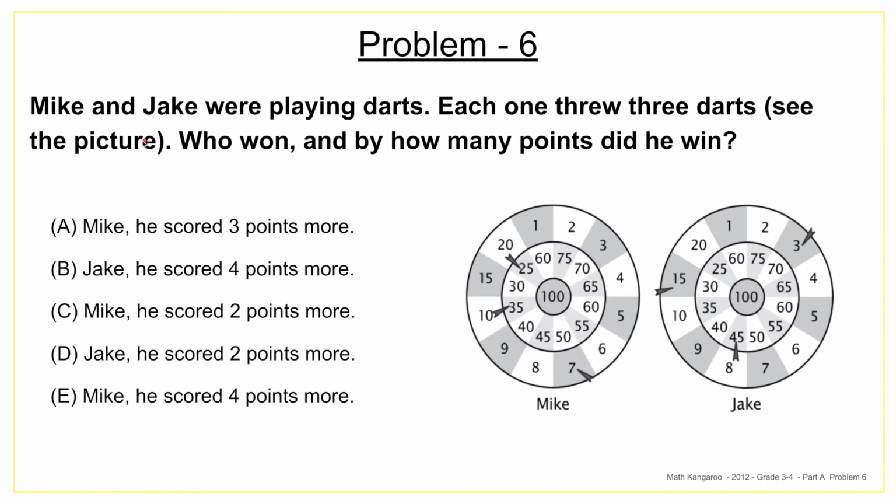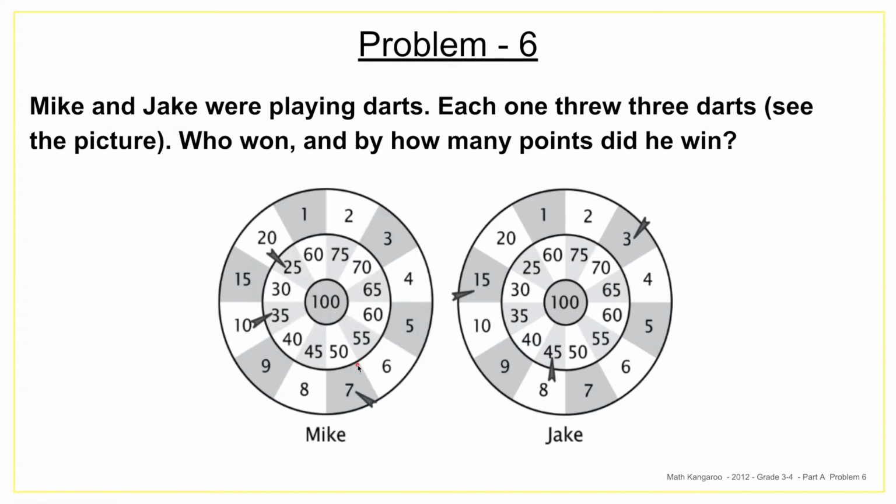Problem 6. Mike and Jake were playing darts. Each one threw 3 darts. See the picture. Who won and by how many points did he win? These are our options. First, let's look at the score for each player.